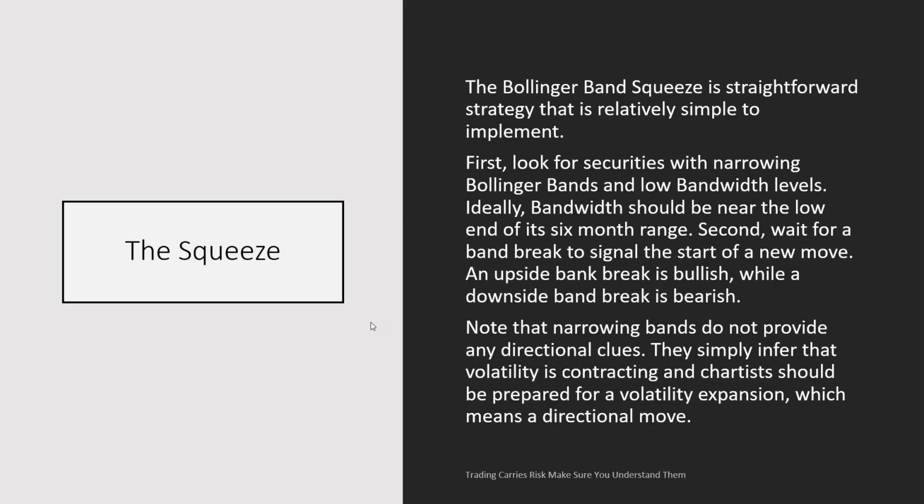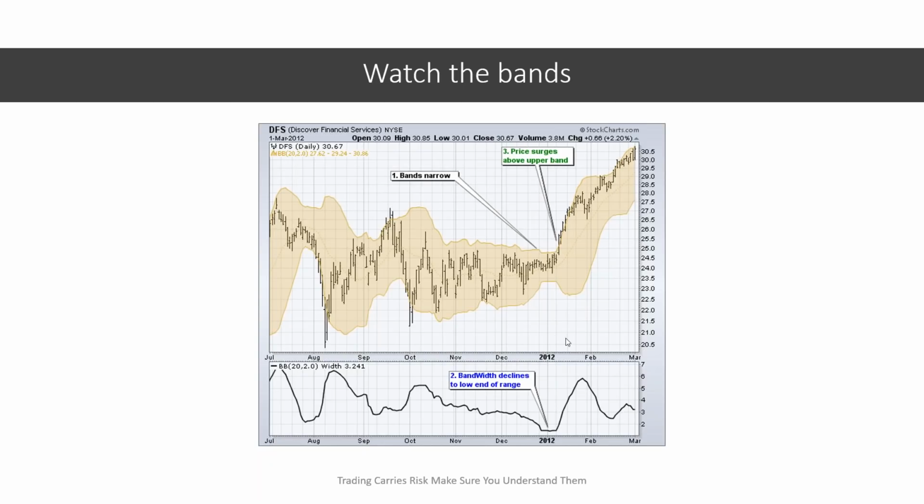Note that the narrowing bands do not provide any directional clues. They simply infer that the volatility is contracting and is really contracted, almost like when we use a triangle. We know as price gets closer and closer to the apex of a triangle, it has to break out. Now, it could break up or it could break down. So what we're looking for is when the bands are getting narrower and narrower, that means the price is pulling together, and then we look for a breakout of the band, and then we would take the trade in the direction of the breakout.